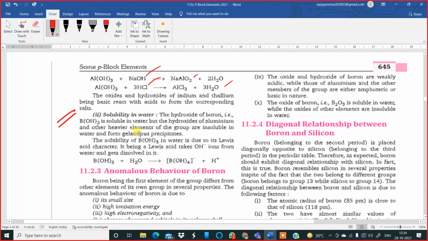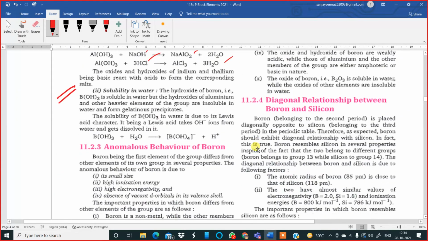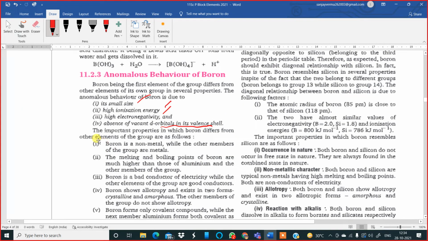Now, as I've told in the previous classes, the first element of each group behaves anomalously, quite differently. Here also in group 13, boron shows anomalous behavior because of its small size, high ionization potential, high electronegativity, and absence of vacant d orbitals. Because of these properties, the various characteristics of the elements or compounds which boron forms show the following differences.